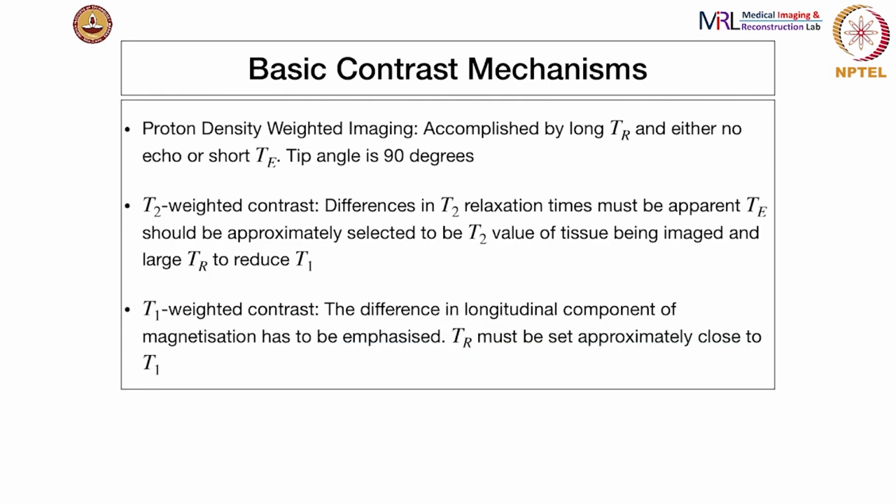Alright, so proton density weighted imaging is accomplished by long TR and either no echo or short TE. Why do we do that? See, if you wait long enough. So a long TR is between two successive pulse sequences, that is the time TR. So before you apply the second pulse, you wait for the longitudinal magnetization to recover completely. Now, different tissues will have different T1 times, which means that the amount of magnetization that is recovered for different tissues will differ. Let's say there are two different types of tissue.